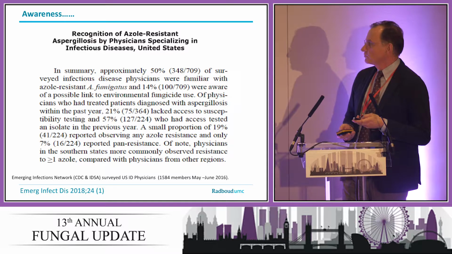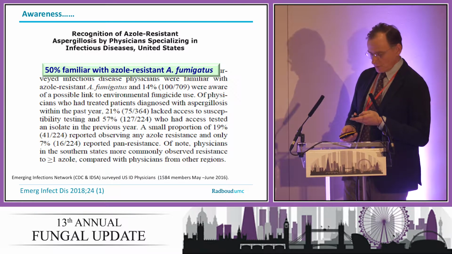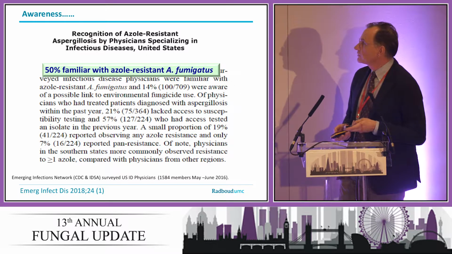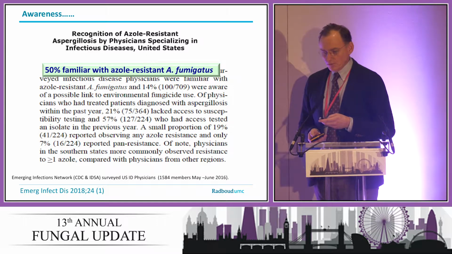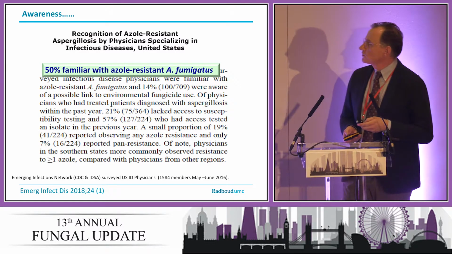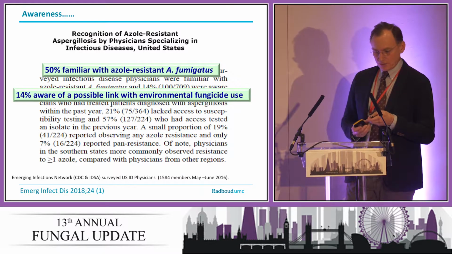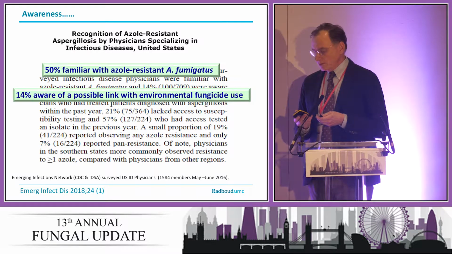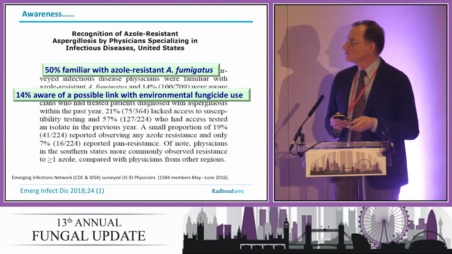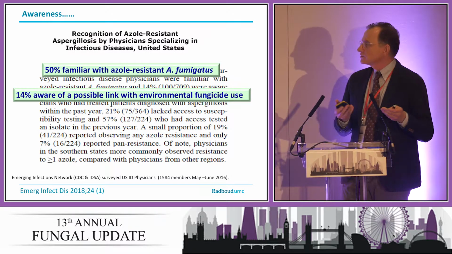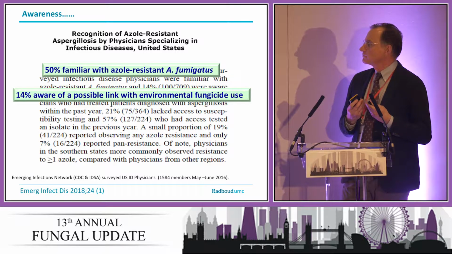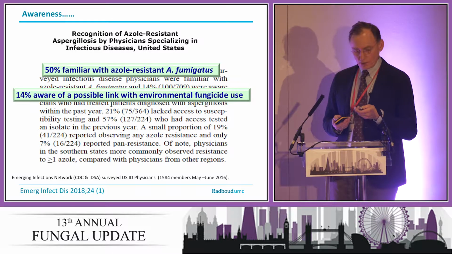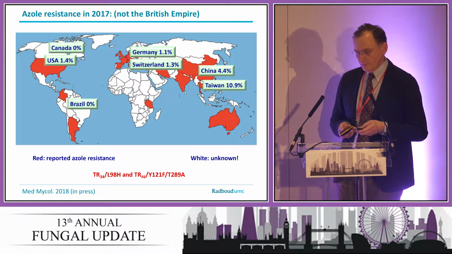A recent study performed in the US asked infectious disease specialists, are you familiar with azole resistance in Aspergillus fumigatus? And 50% responded saying they were familiar. Only 14% were aware of a possible link between resistance in Aspergillus and the use of fungicides. So the US is a country where little has been reported, low levels of resistance. But any strategy starts, of course, with the clinician knowing about this problem.